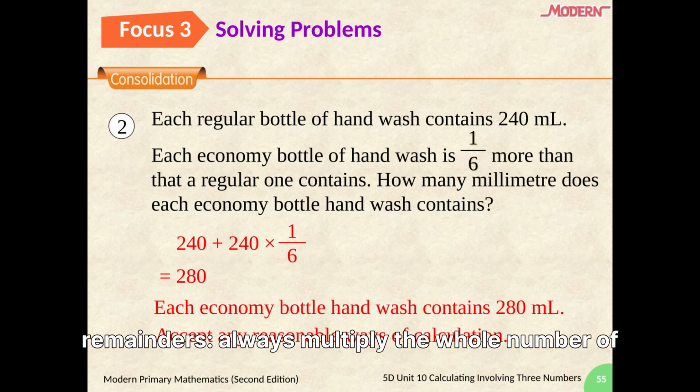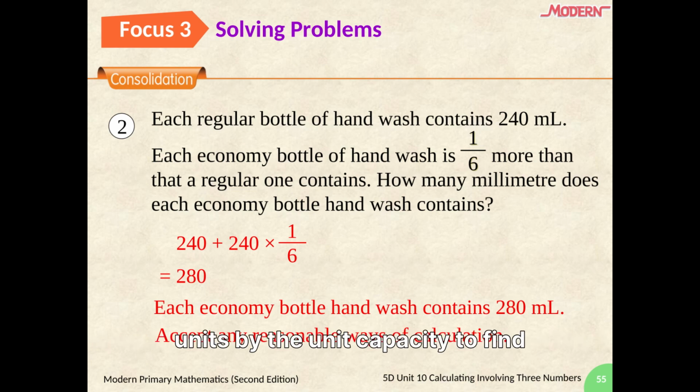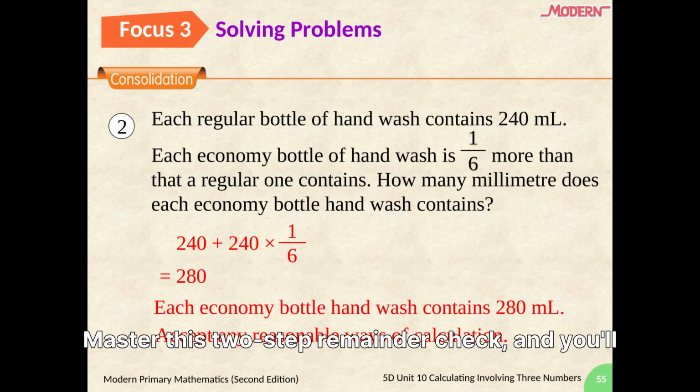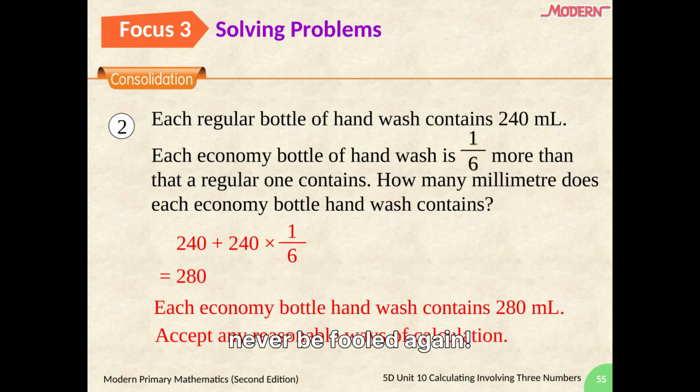Always multiply the whole number of units by the unit capacity to find the total used, then subtract from the start to find the true remainder. It's a bit more work, but it's the only way to be 100% accurate. Master this 2-step remainder check and you'll never be fooled again.